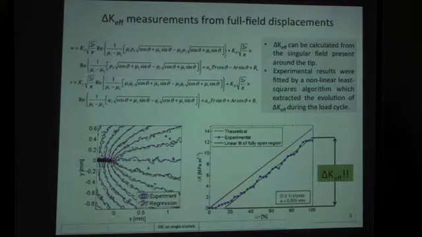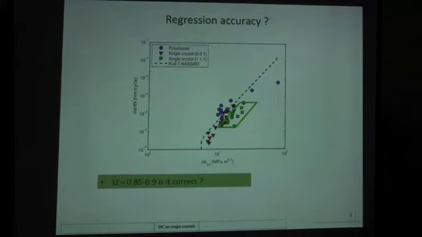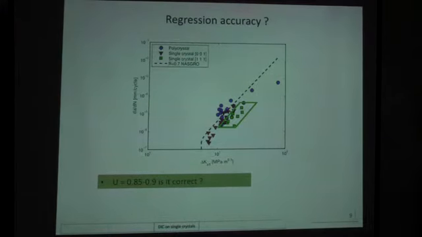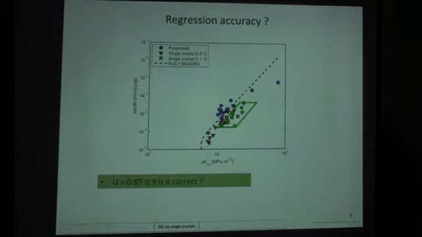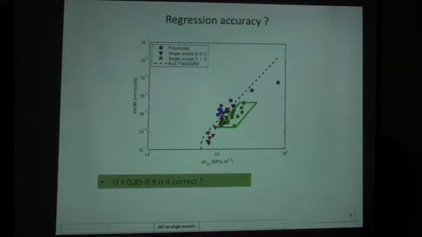So in this way, we did the measurements on both single crystals, and we tried to compare the data. In terms of delta K effective, the results have been published in a paper in Fatigue and Fracture of Engineering Materials and Structures, and this was the final result. The U was about 0.85, 0.9 for both single crystals.